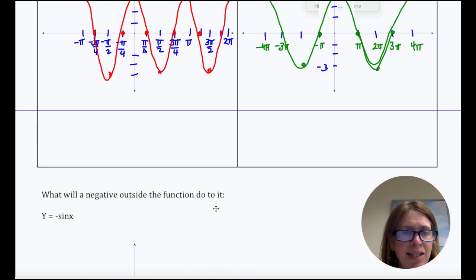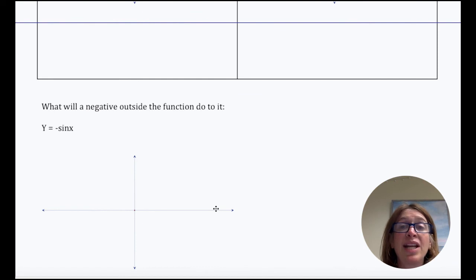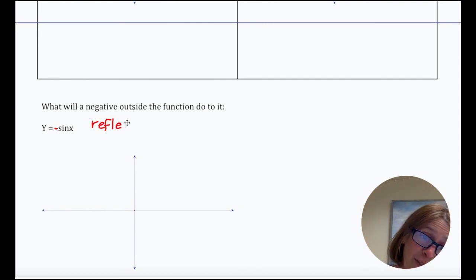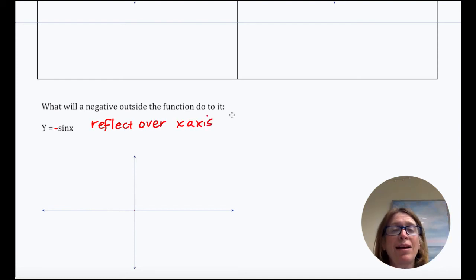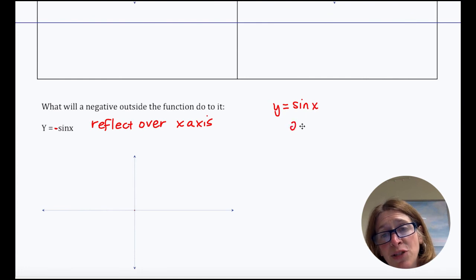So the last thing I'd like to look at is what happens when I put a negative in front of the function on the outside of that function. You can see I have y equals negative sine of x. So really the only thing that's going to do is reflect it over the x-axis. Okay, so I do want you to go back and look at your sine graph. The sine graph, we know that our basic y equals sine x has a period of 2 pi.